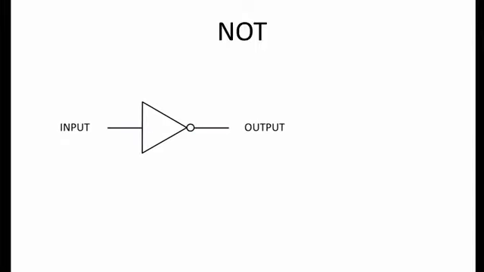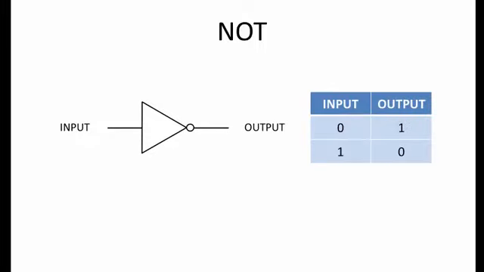This behavior can be described using something called a truth table. Here we can see if a 0 goes in, a 1 comes out. If a 1 goes in, a 0 comes out.